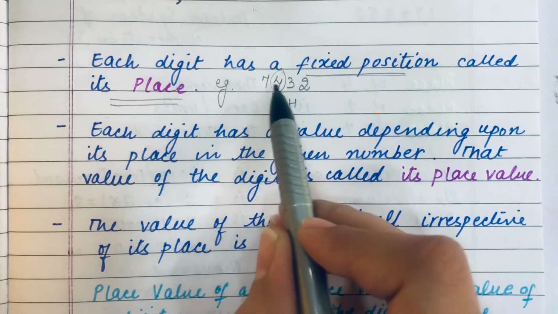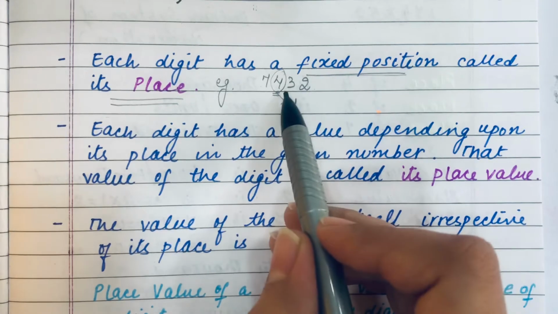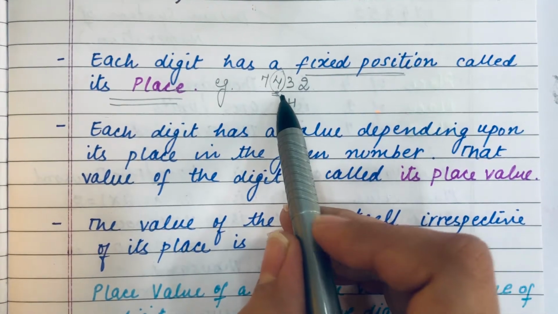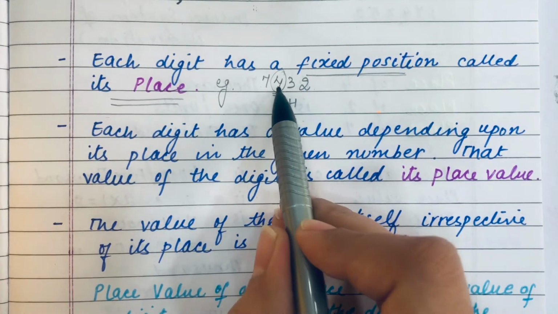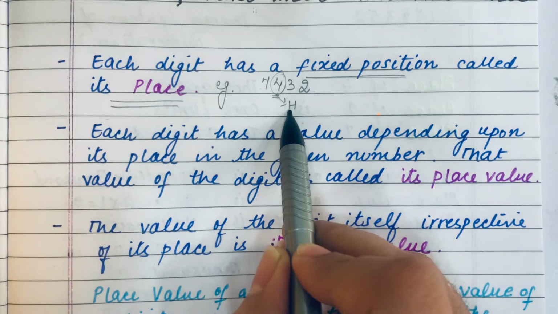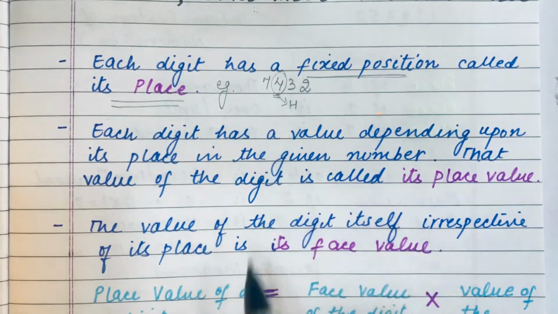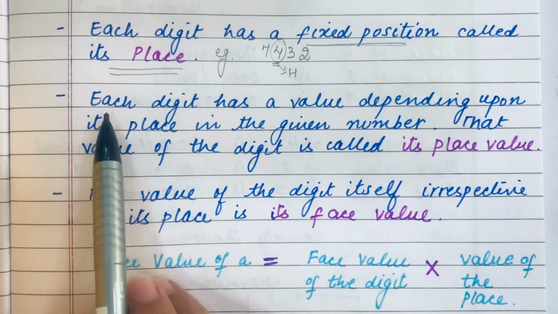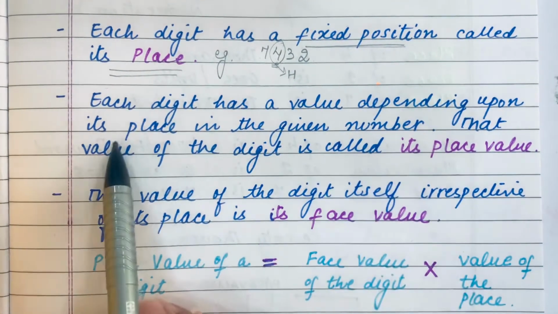We cannot shift their places, because if we shift their places, the number will change, it will not remain the same. So for this particular number, the digits which are kept on these places are fixed, and these will be called places, which will be ones, tens, 100 and 1000. Clear? Next thing, each digit has a value depending upon its place.